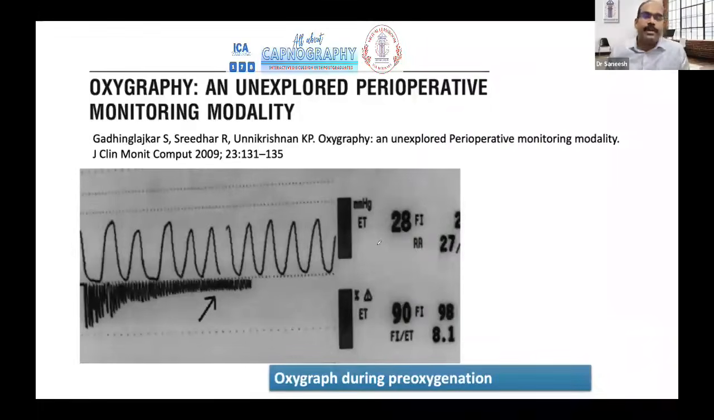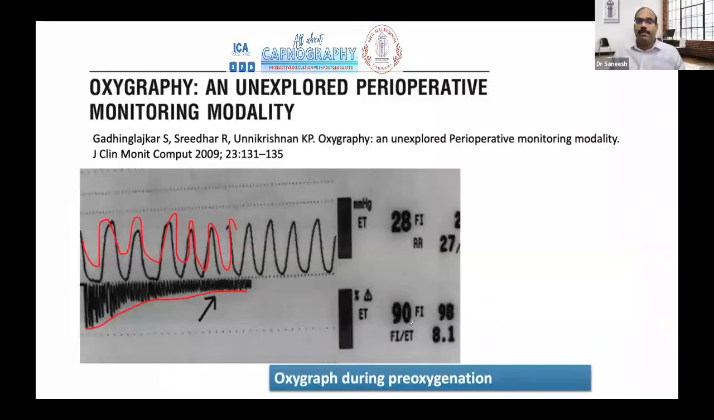So the monitor should have the capability to put the tracing of oxygen percentage against time. This is one article that appeared as early as 2009. If you look at this tracing, here is the capnogram tracing. This is a spontaneously breathing patient, say at pre-oxygenation time. Down here is the oxygraphy tracing, where the percentage of oxygen is given. Here you can find the inspired concentration is 100 throughout, and end tidal oxygen is gradually increasing. And when it touches 90, that means your pre-oxygenation is adequate.